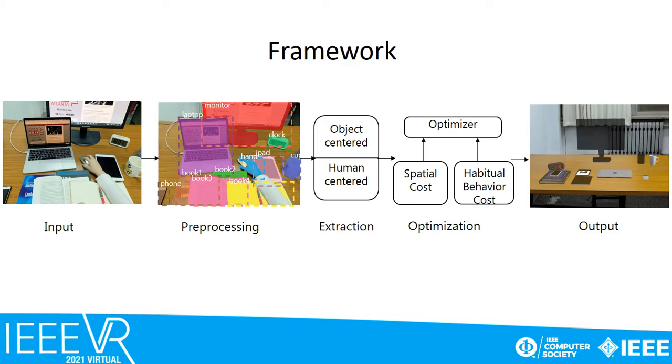Here is the framework of our approach. First, capture the human activities via the HoloLens, from which we obtain the basic information for each object in the interaction, such as category and location. Then we extract object-centered habitual behavior and human-centered habitual behavior. Through the optimization, which is made up of spatial cost and habitual behavior cost, we finally obtain an updated arrangement.